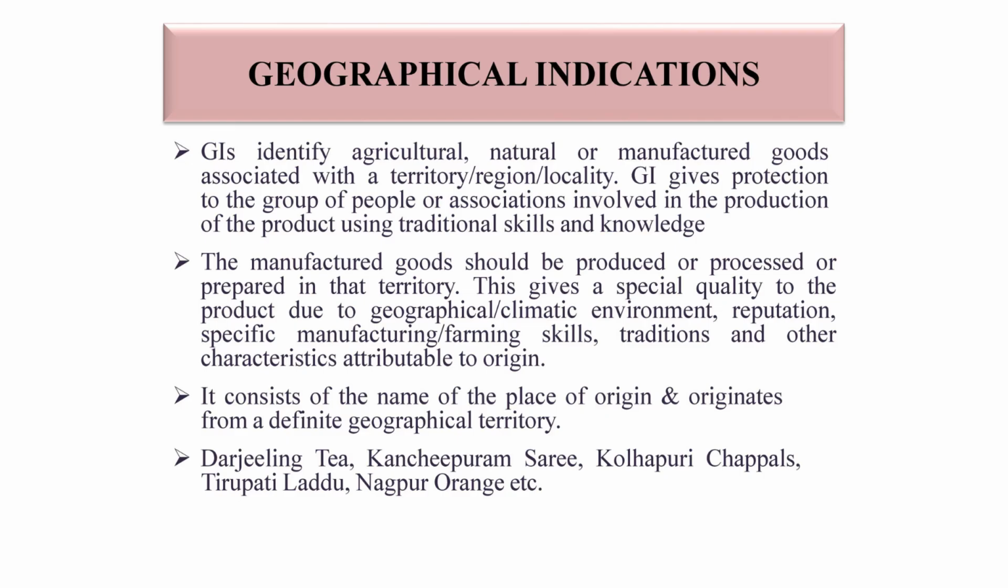GI gives protection to the group of people or associations involved in the production of the product using traditional skills and knowledge. The manufactured goods should be produced or processed or prepared in that territory. This gives a special quality to the product due to geographical or climatic environment, reputation, specific manufacturing skills, traditions, and other characteristics attributable to origin. It consists of the name of the place of origin and originates from a definite geographical territory.